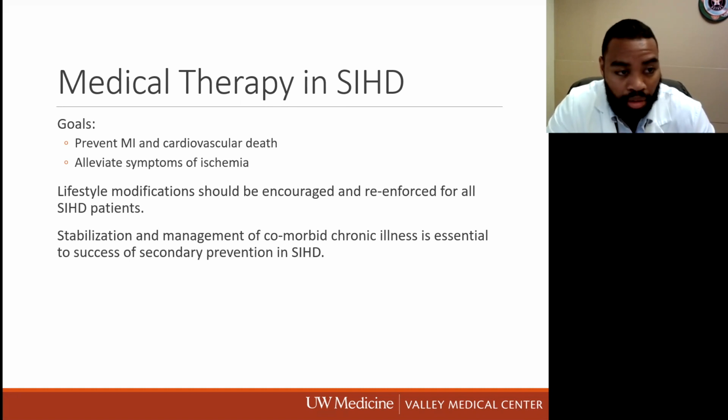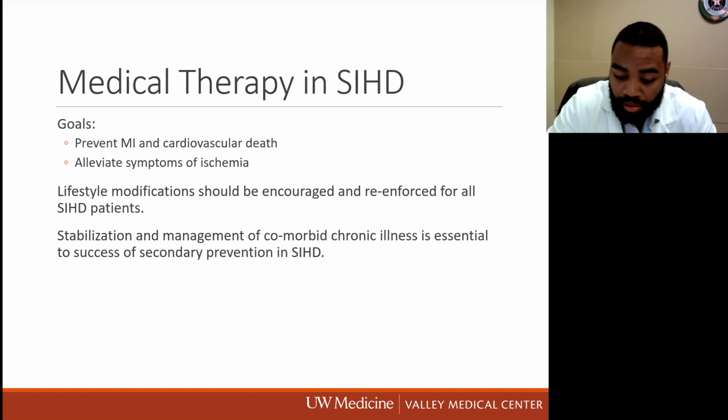But really what matters most to the patient at that time is their quality of life and their functionality. So a lot of times making sure that we're treating them appropriately with antianginals, with these classes of medications to help relieve their symptoms of ischemia, is really what the patient wants. Lifestyle modifications should be encouraged and reinforced for all of our stable ischemic heart disease patients. And stabilization and management of comorbid chronic illness is essential to the success of secondary prevention in stable ischemic heart disease. We'll touch on this a little bit more later, but primarily it's really diabetes, as we're starting to see.